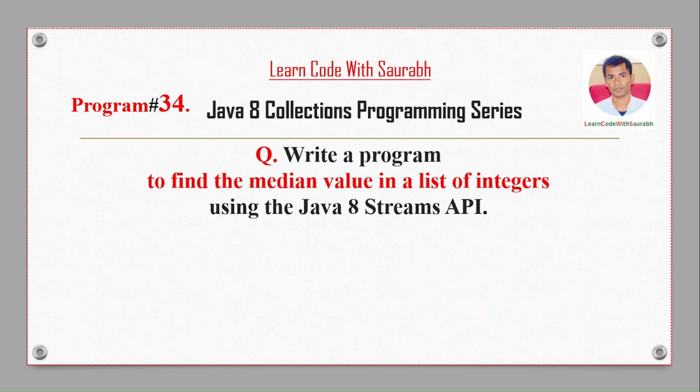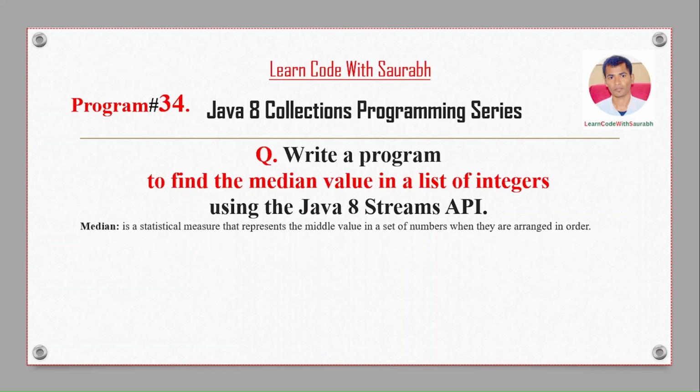Today I'm going to solve a program to find the median value in a list of integers using the Java Stream API. So in this program, the median value is mentioned. So what is the median? Median is a statistical measure that represents the middle value in a set of numbers when they are arranged in order. So according to the definition, we need to sort them in ascending order.